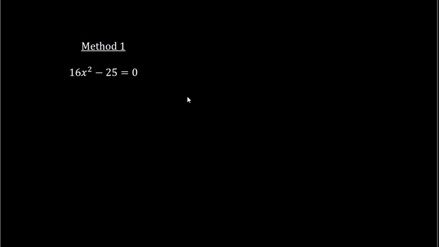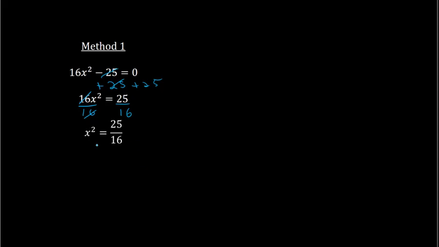So let's take a look at one more example. Here we have 16x squared minus 25 equals 0. So using method 1, I need to isolate the x squared term. So I do that by adding 25 to both sides, and that gives me 16x squared equals 25. Now at this point, you could take the square root of both sides right now, or you could totally isolate x squared by dividing both sides by 16. Either is fine, but we'll do it this way for method 1, where now we have x squared on the left and then 25 over 16 on the right.